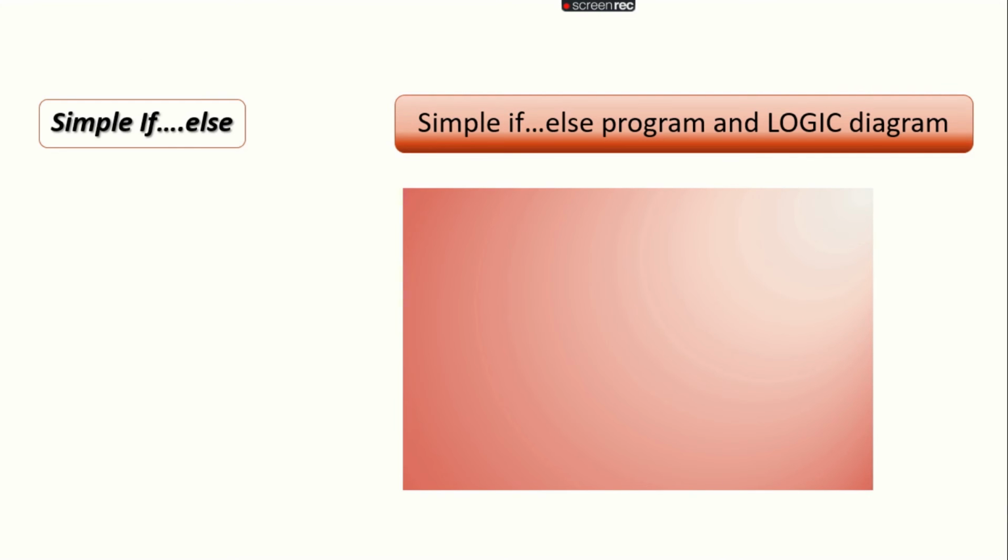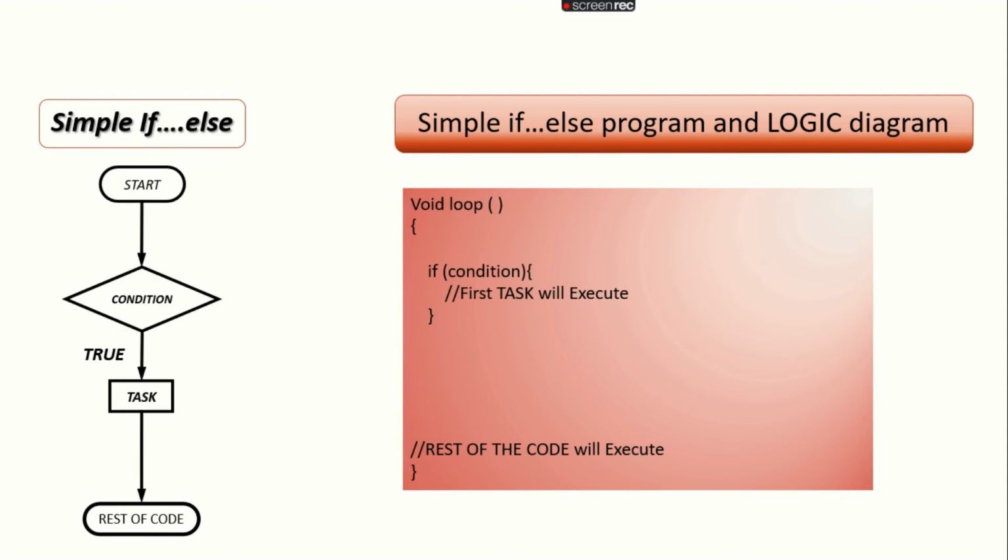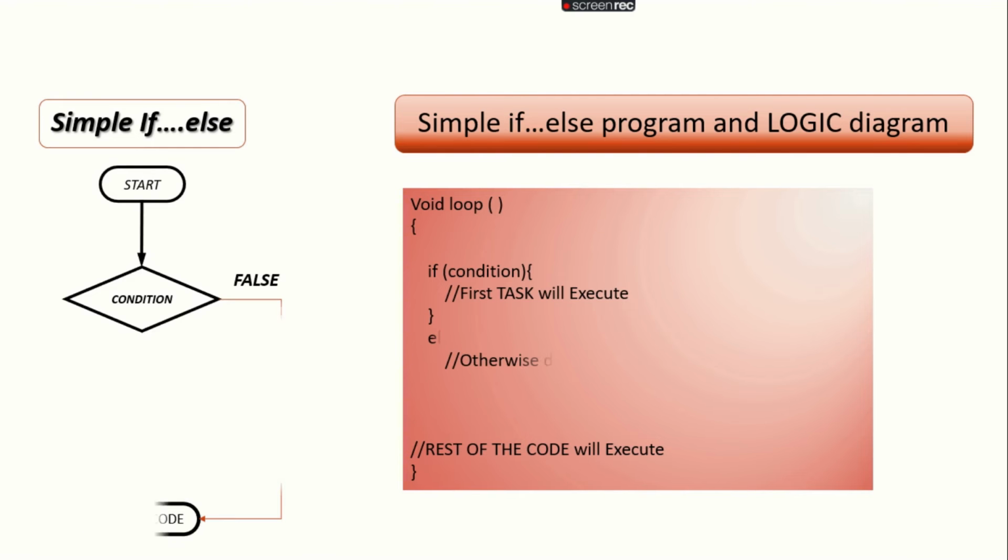Now we will see the logic diagram of the if-else program. Every time at the starting, the loop function will run repeatedly. Now check: if this if condition is true, then it will execute the task. But if it becomes false, then the else part, or default code, will execute. And at the end, the rest of the code will execute.